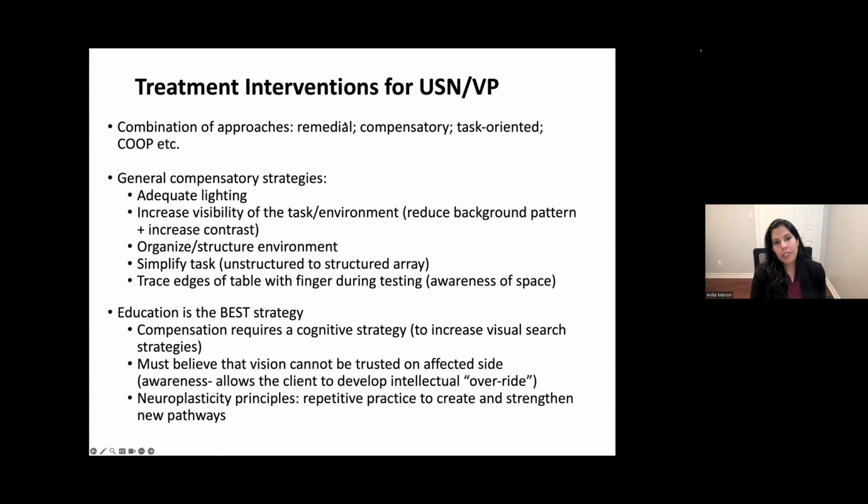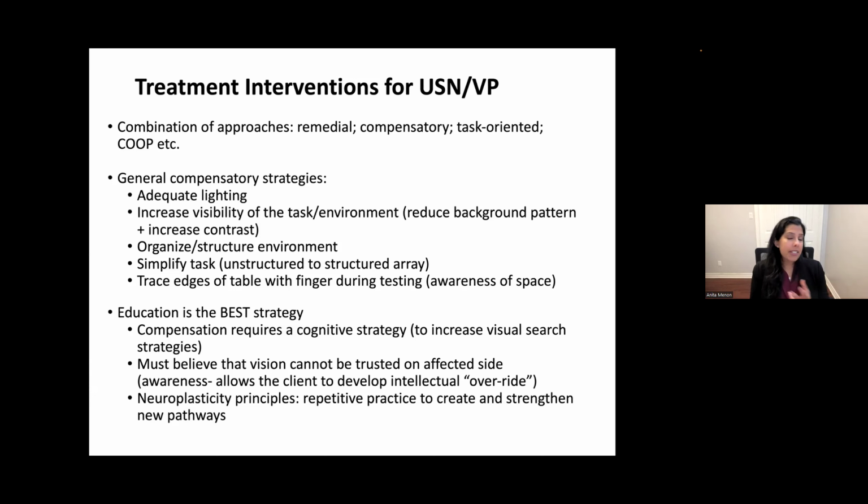When we think about treatment interventions for USN and visual perception, we really want to think about combining various different treatment approaches. Not only do we want to keep in the back of our mind the principles of neuroplasticity in guiding our therapeutic interventions, but we also want to think about when to use a remedial approach to therapy, when to use a more adaptive or task-oriented approach, or maybe even CO-OP. We really want to be very judicious in the type of approaches that we're using.